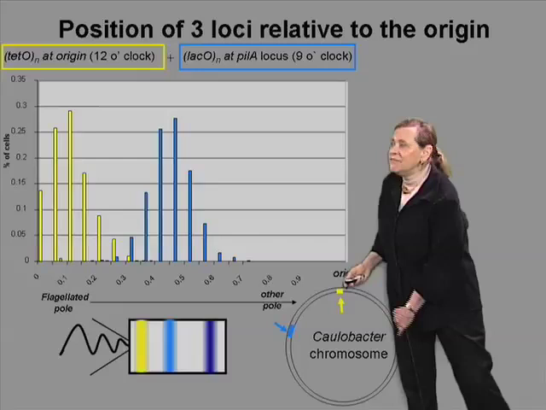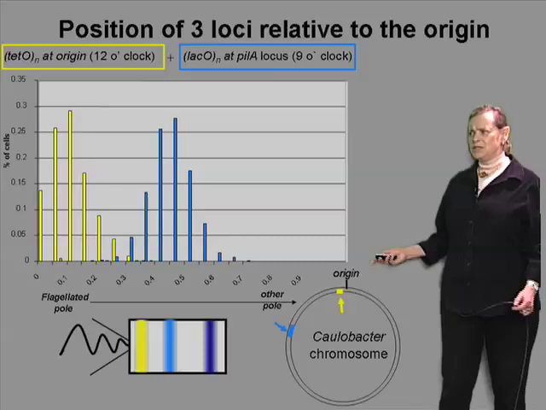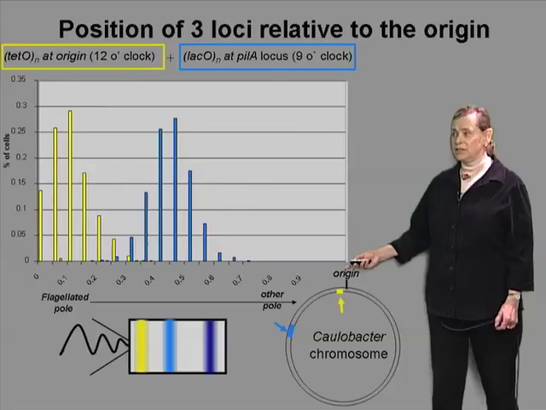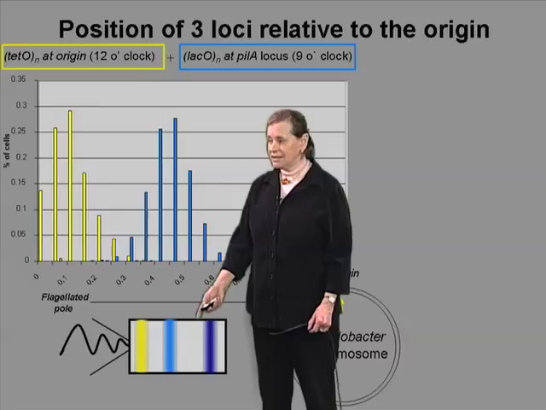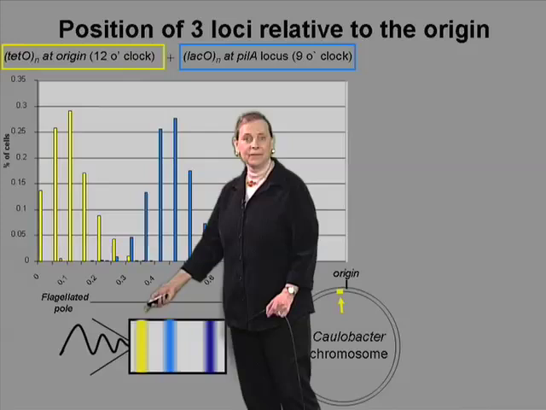So given that, what we started to do was ask, where are these positions relative to the origin of replication? Here's the origin of replication. It's tagged with something yellow. And if it's tagged with yellow, when we look at the cell, which is shown diagrammatically here, we see that the origin is in fact closest to the flagella, which is what we saw when we did that other experiment.